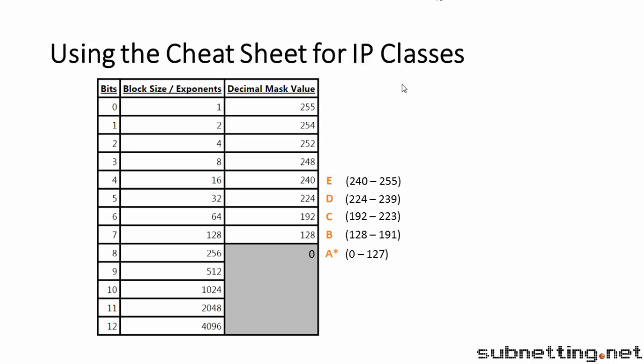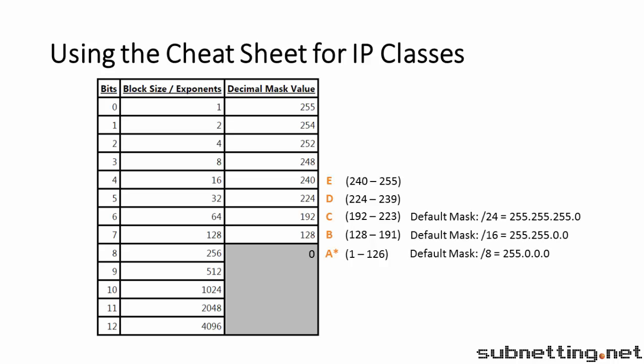So, if we're in class C, we know that we start at 192 and we go to 1 less than 224, which is 223. Similarly, class A goes from 0 to 127, which is 1 less than 128. We starred the A class to remind us that 0 and 127 are not used. And finally, the first 3 classes have default subnet masks as shown. These you'll just have to memorize, but that shouldn't be too hard.